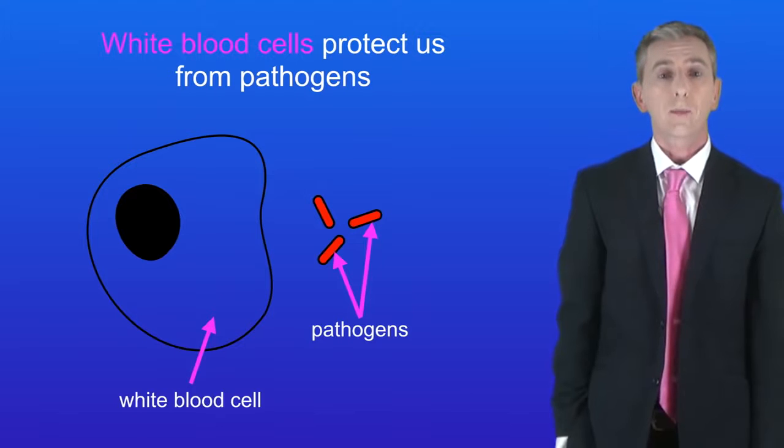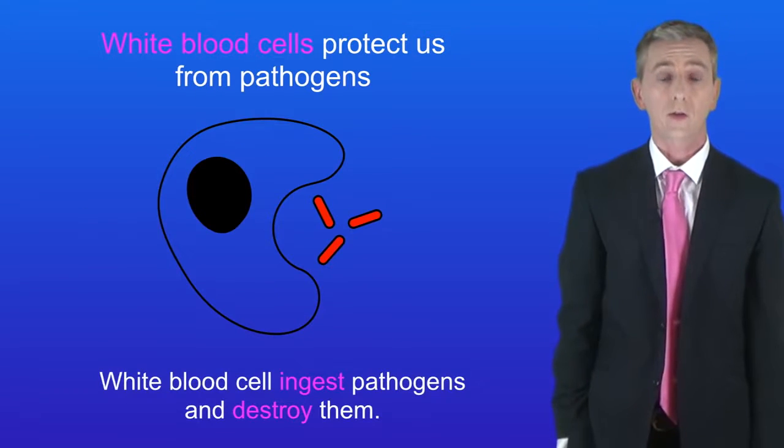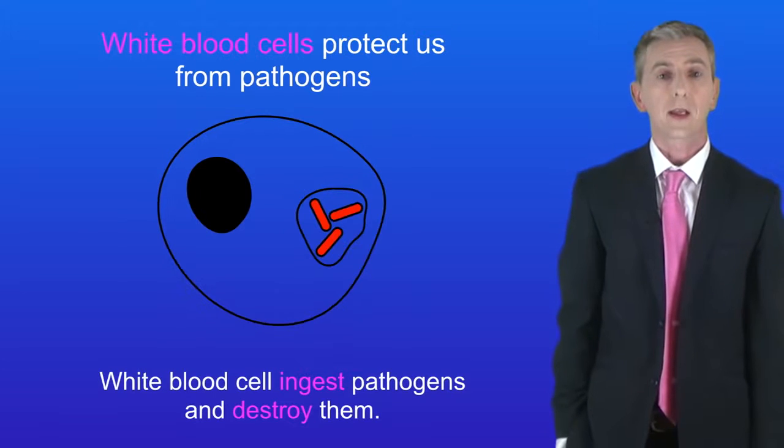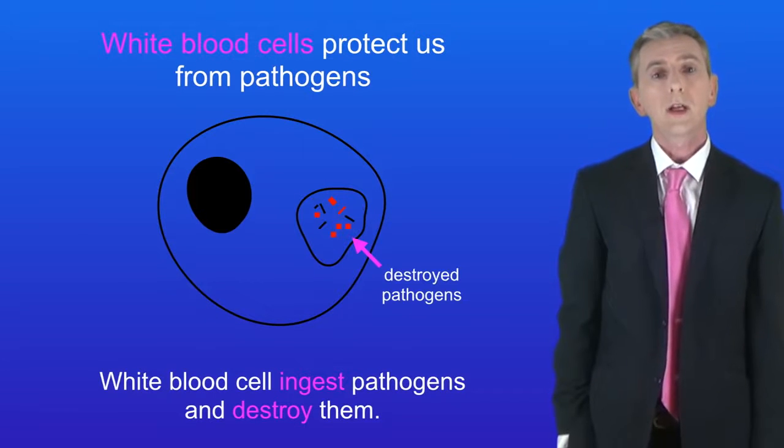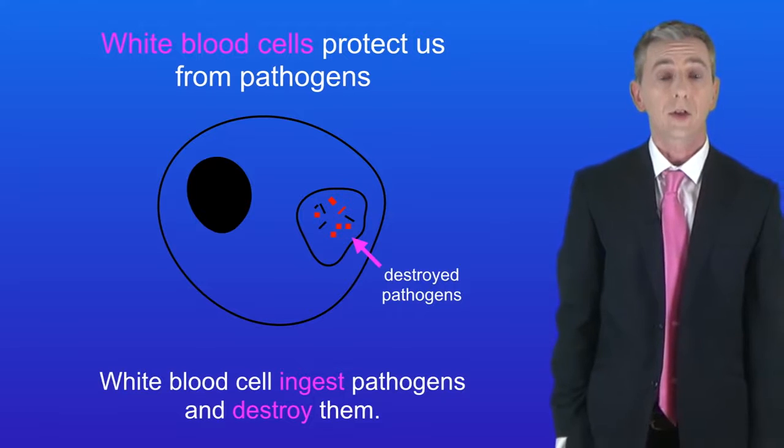The first way that white blood cells protect us from pathogens is by ingesting the pathogens and destroying them, and I'm showing you that here. It's really important that you use the word ingest and not the word eat, since that would not get a mark in the exam.